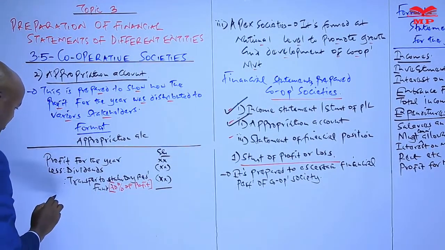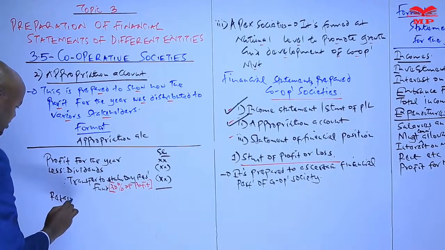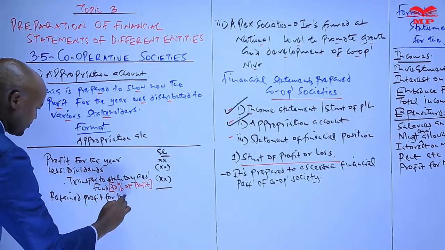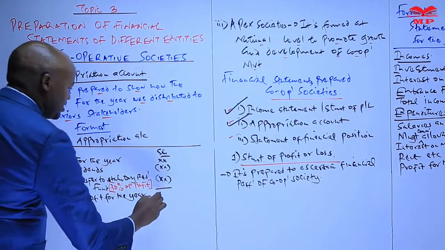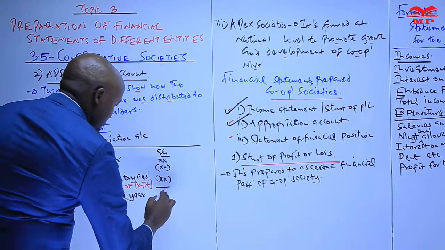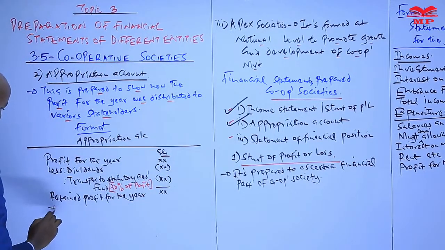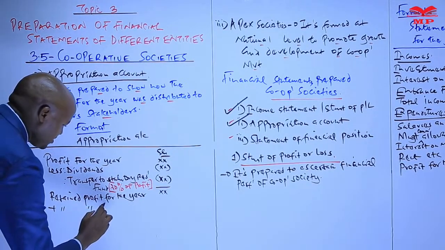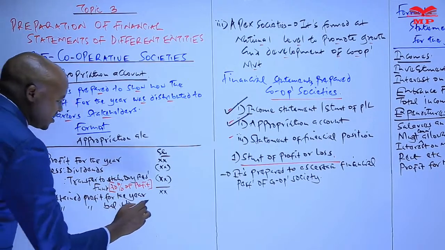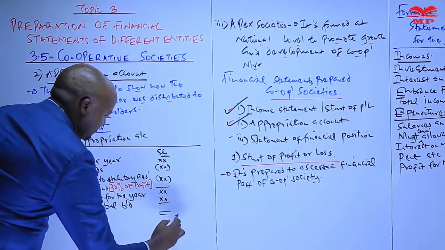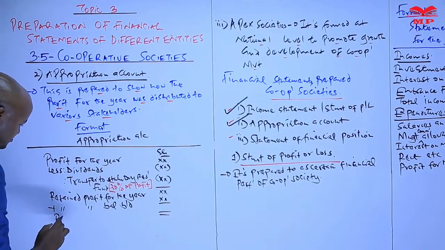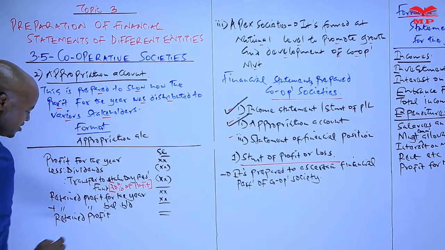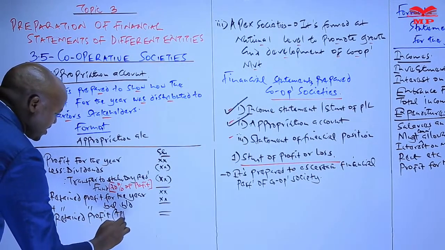After deducting those two items, we get the retained profit for the year. To this retained profit for the year, we add the retained profit balance brought down. This is the profit which was retained in the previous year. And then whatever you get down here is the retained profit, which is also known as the appropriation account balance.